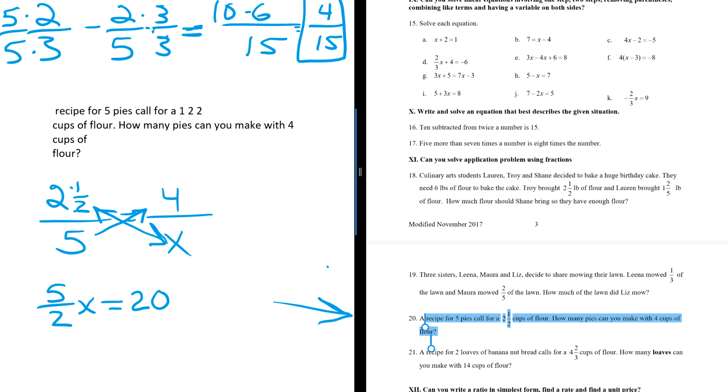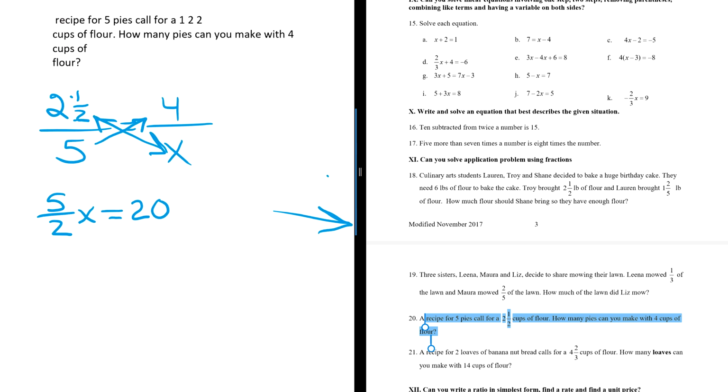Okay, remember this. I've got a fraction in front of the variable. I've got to get the x by itself. So what are we going to do? We're going to use the reciprocal. I'm going to multiply this left side by 2/5 and this right side by 2/5. I'll put the 20 over the 1 if you like.